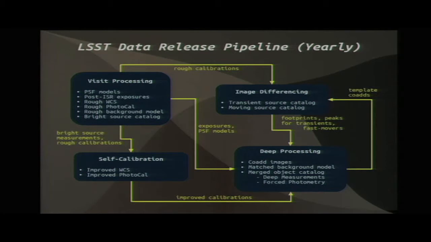We take those calibrations, we take the PSF models, the exposures, and we combine all that into the deep processing. There's a whole lot in this little box right here. We coadd images, we detect all the deep things, we merge in all the moving and transient things, and we measure them. And then we actually have to take these coadds and use them to do the difference imaging. As you can see, that creates a circular dependency, and we're not quite sure how we're going to solve that yet.